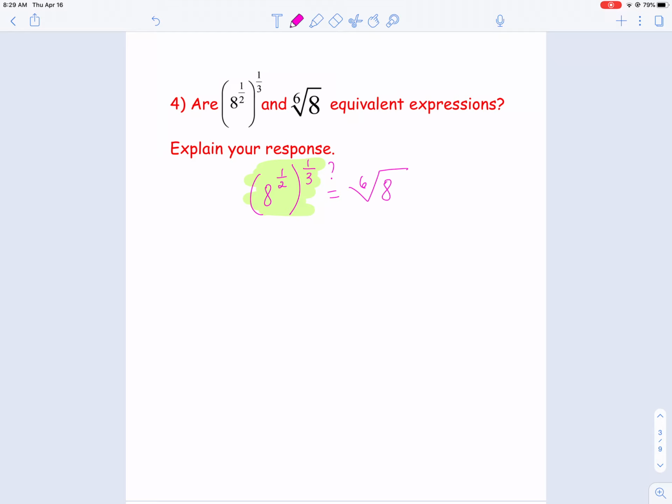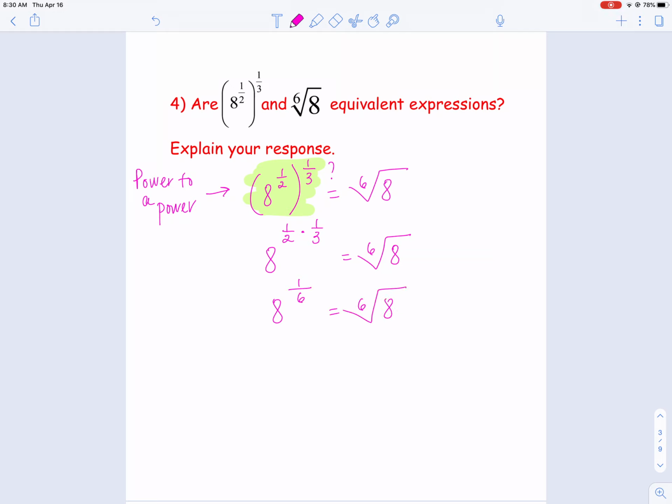To me, again, I immediately see power to a power. Okay, so I'm going to multiply. I'm going to say 8 to the 1/2 times 1/3. Will that give me the 6th root of 8? Well, if I multiply, I get 1 times 1 is 1, 2 times 3 is 6.